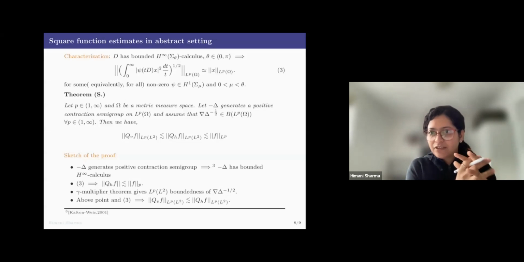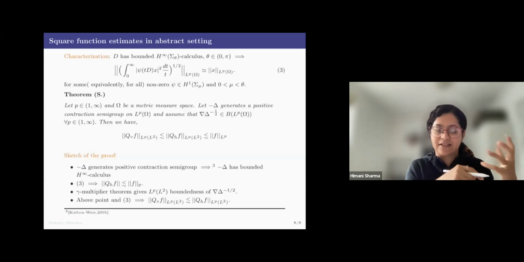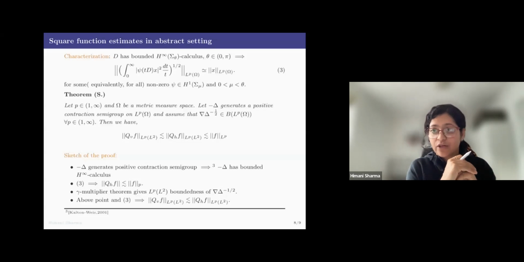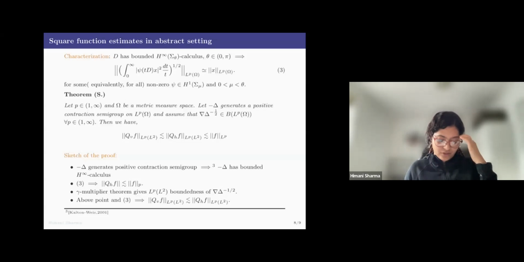So this gamma multiplier theorem can be thought of as a linearization of square functions with the help of randomization. As we said, we need R-boundedness there. In the discrete case, it can be thought of as the Khinchin-Kahane inequality, if you have heard about that. And in the continuous case, it can be thought of as an extension of the Ito isometry.